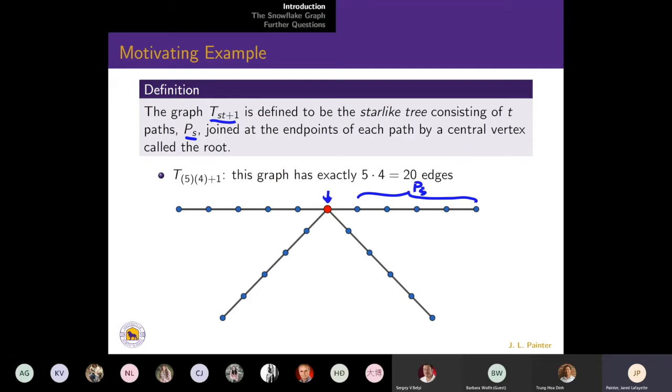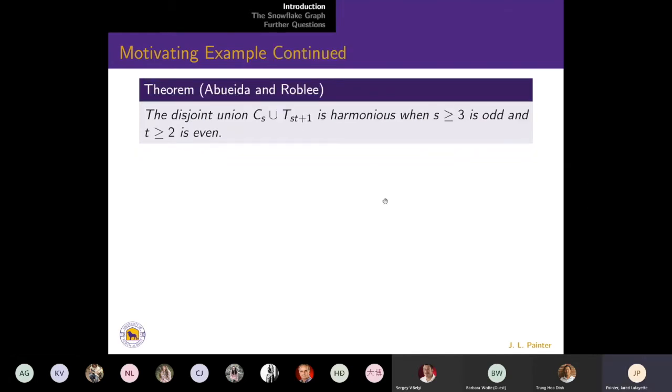So you can see in this example, I've got S is 5 here, so paths of length 5, and then I have 4 of them, so this is T of 5, 4 plus 1. And we have exactly 5 times 4, or 20 edges there. So if we were to try and harmoniously label this graph, we would be working in Z mod 20 for this particular example. Okay, so now this is how we got motivated on this.